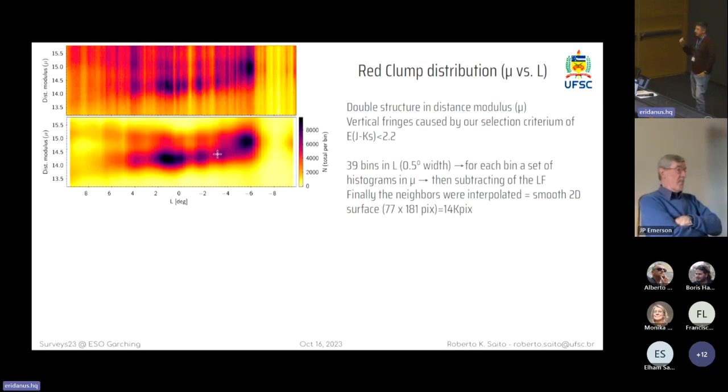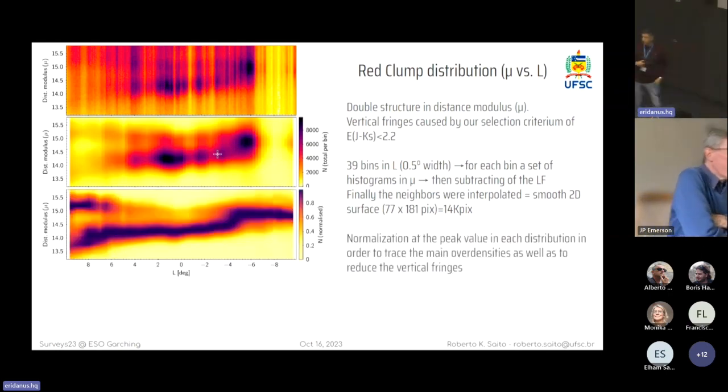Here, we're not interested in the relative intensity of these structures. We're interested in finding and tracing those structures. So we decided also to normalize this: for each vertical line, we find the maximum and normalize to the maximum in order to highlight those structures. So here we move from this to this and to this.